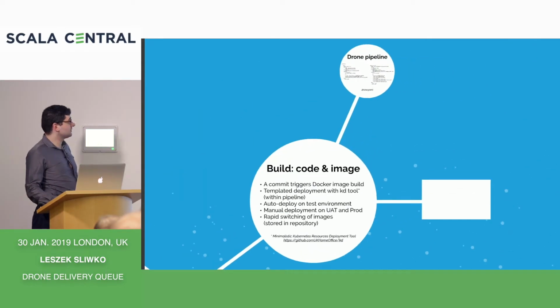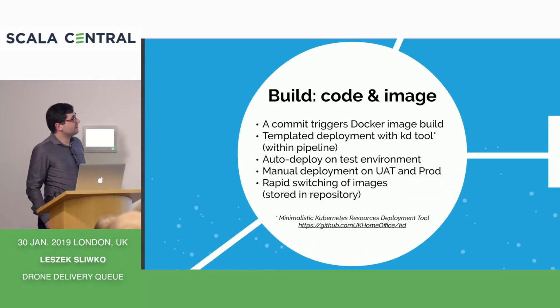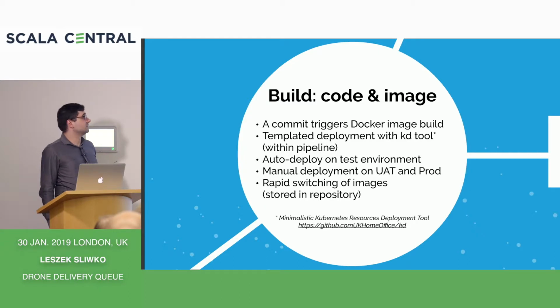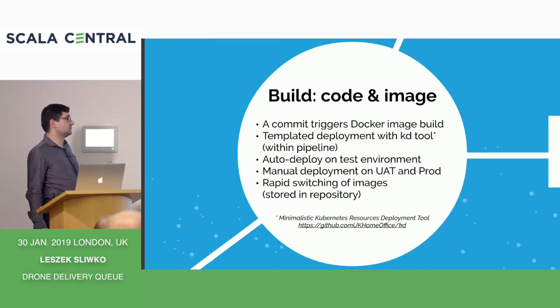And now, how this works. First of all, we have a couple of environments, which I will go into later, and each commit triggers a Docker image build. Drone.io is configured by pipelines. It's basically code which is committed together with the main application. I will show an example of that in a second. We have an auto deploy on the test environment, and we have a manual deployment to UAT and production, which is obviously expected.